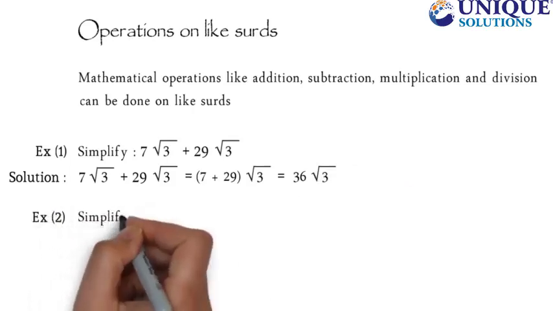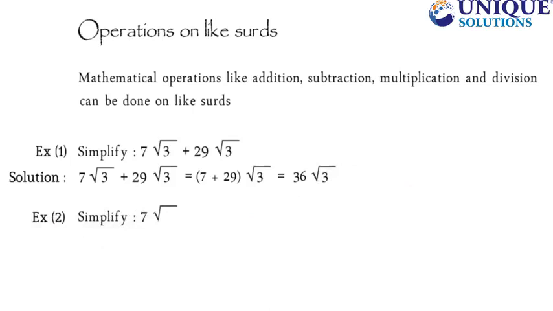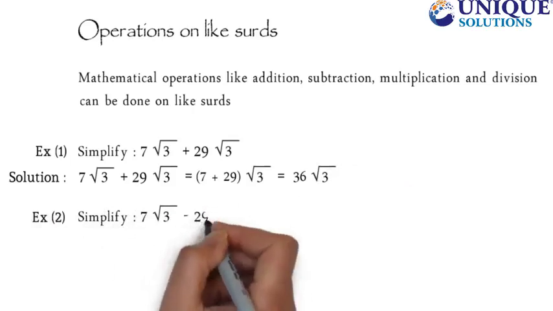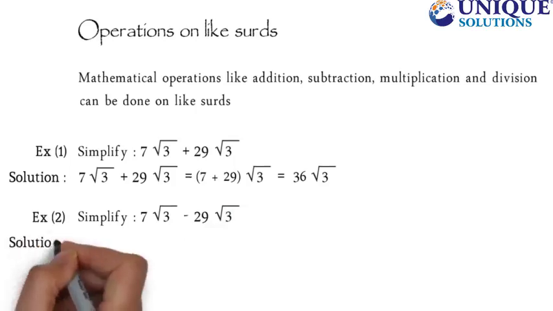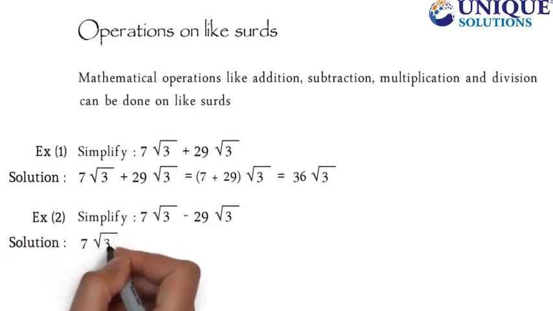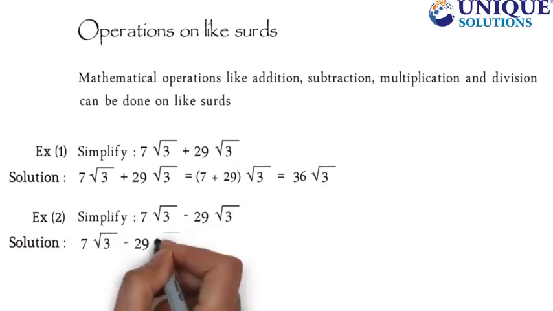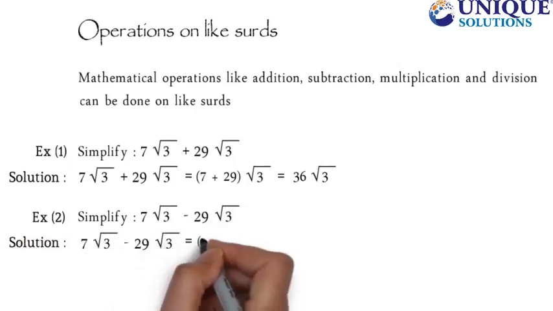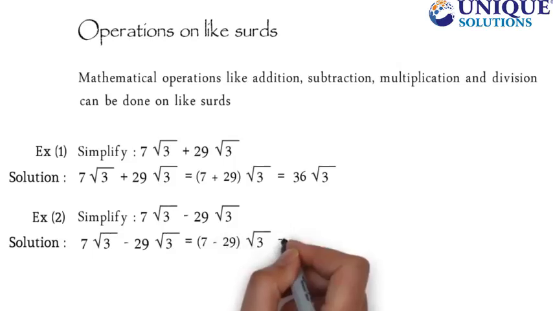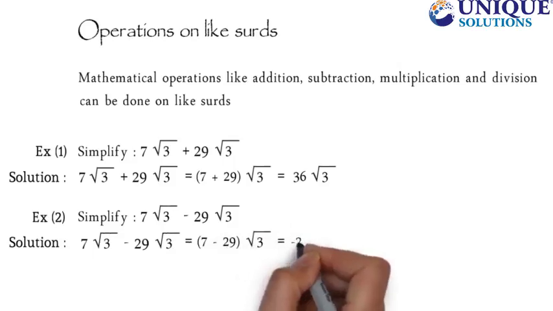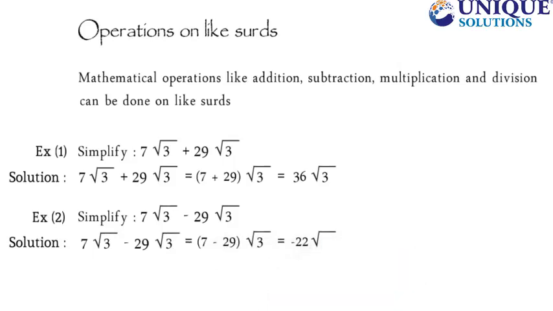Example 2. Simplify 7 square root of 3 minus 29 square root of 3. Solution: 7 square root of 3 minus 29 square root of 3 is equal to 7 minus 29 square root of 3, which is equal to minus 22 square root of 3.